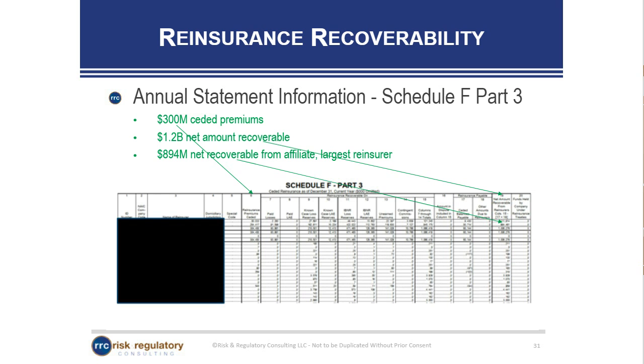You can also take a look at to the right-hand side that there's $1.2 billion in net amounts recoverable from the reinsurers, typically from the companies that are in the current program, but some that are no longer being used for current reinsurance. And you can easily pick out the large affiliated reinsurer with the $894 million net amount recoverable.